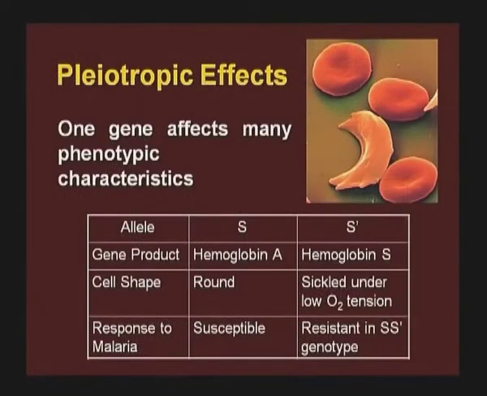Pleiotropic effects are when one gene affects many phenotypic characteristics. The alleles are S and S', the gene products are hemoglobin A and hemoglobin S. The cell shape is round in one case, and in the case of the other allele, it is sickled under low oxygen tension, and in response to malaria there is susceptibility and resistance in the case of S and S' genotypes.